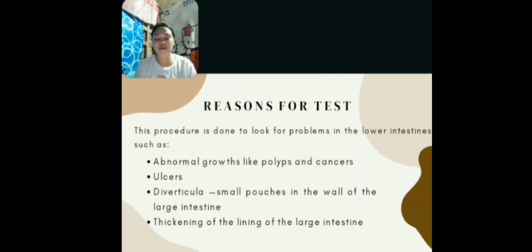So the reason for the test. This procedure is done to look for problems in the lower intestine such as abnormal growths like polyps and cancers, ulcers, diverticula, small pouches in the wall of the large intestine, and also thickening of the lining of the large intestine.